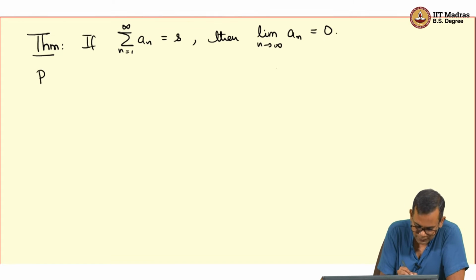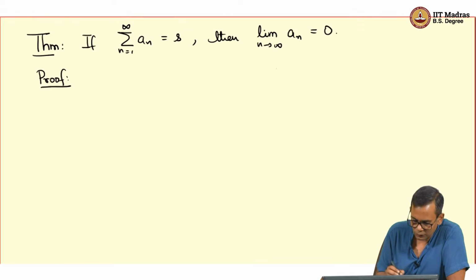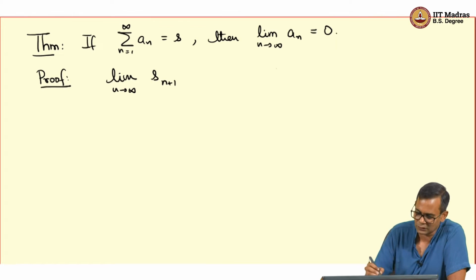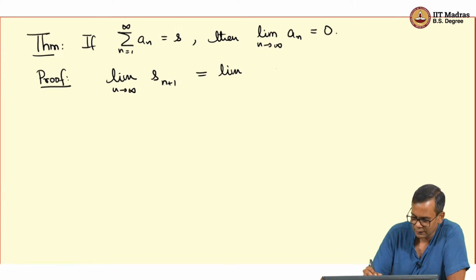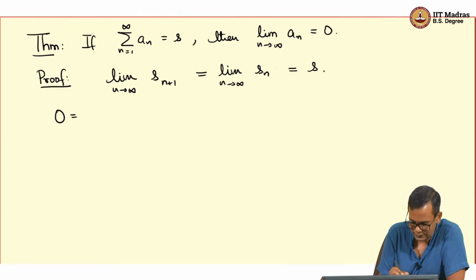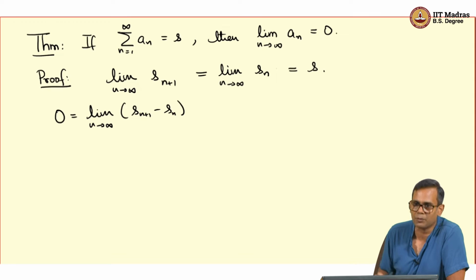Well, the proof is very simple, though it has a slightly clever idea in it. So, we have this limit as n tends to infinity of S_{n+1}. Well, we have already seen that this is going to be the same as the limit as n tends to infinity of S_n, and both of these are going to be equal to s. Let us take the difference. So, what we have is 0 is equal to the limit as n tends to infinity of S_{n+1} minus S_n, by the sum property of limits.